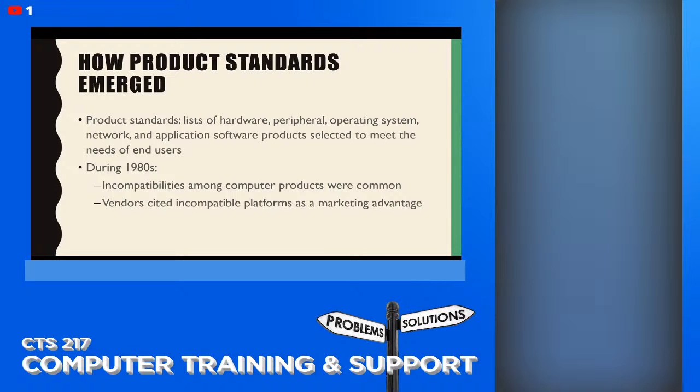Now, in the 1980s, when we were seeing the proliferation of the personal computer out into the market, incompatibilities among computer products were common. And this even went into the 90s. Prior to the adoption of plug-and-play standards, we saw specific hardware, specific software, specific peripherals for different computers that were on the market.